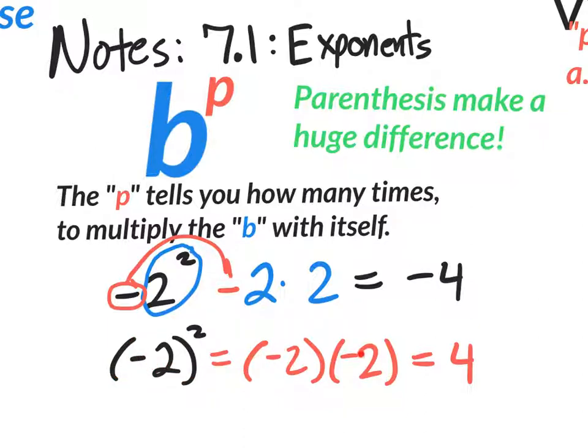times negative 2. Now up here, there are no parentheses, so it's not including the negative sign. So up here, it just says 2 squared, and when you get your answer, you put a negative in front of it.